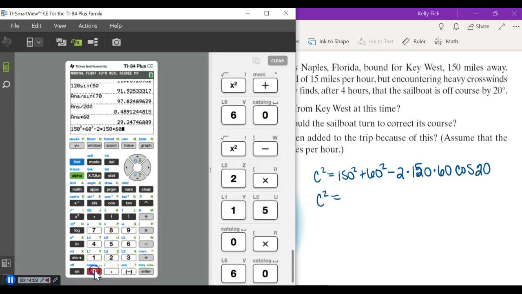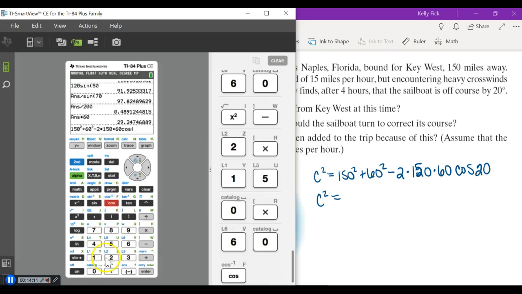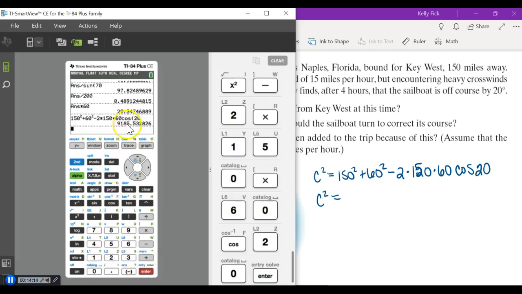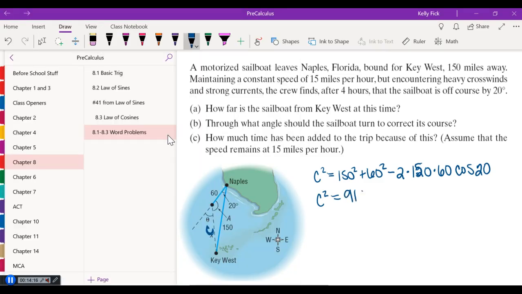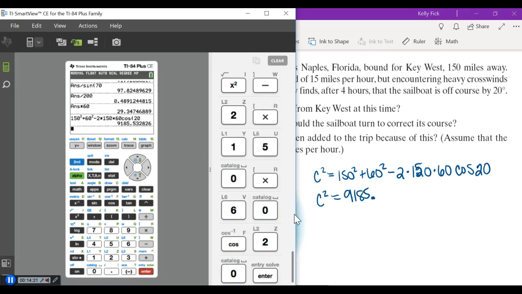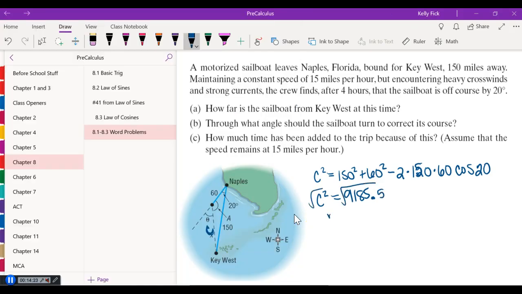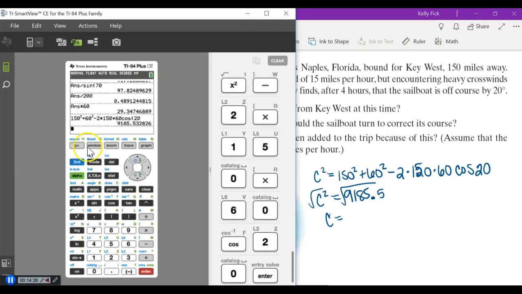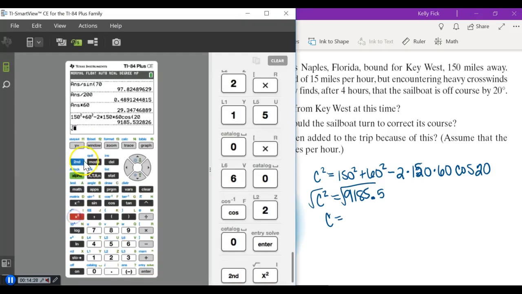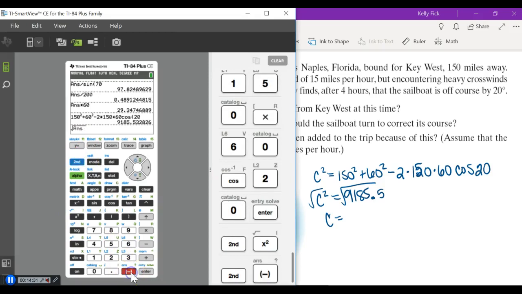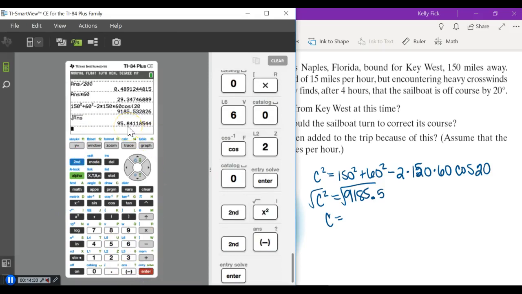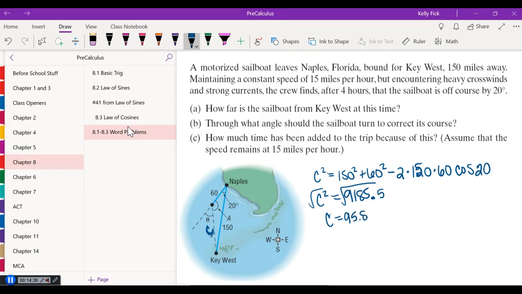times 60 times cosine of 20 gives me this number. So C squared is 9,185.5. And then you'd square root each side to get C. Is 95.8. So C is 95.8. Okay, so that's the answer to part A.